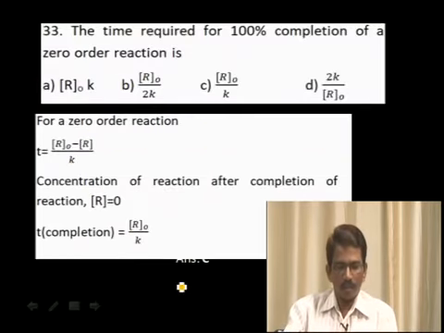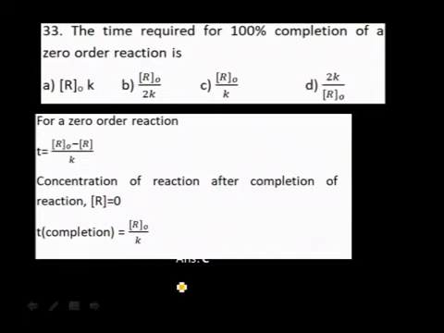And then in question number 33, the time required for 100% completion of a zero order reaction.